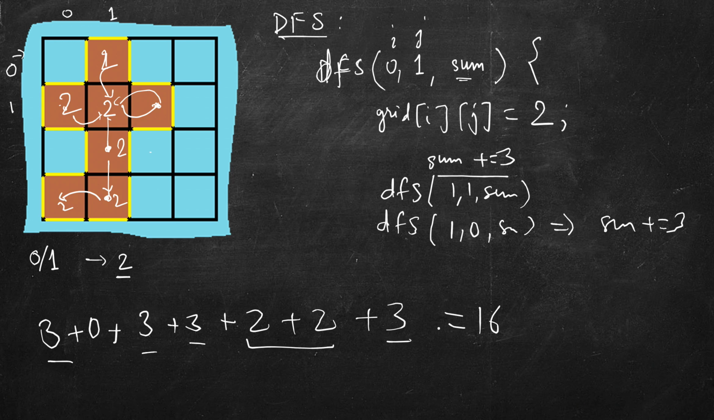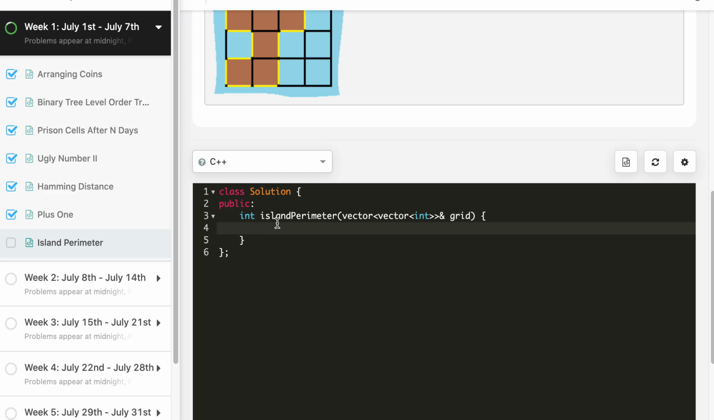And here you don't need to worry about edge cases, that is an empty grid or so. They have given that there is exactly one piece of land. So that means the grid is not empty. So first let's write the iterative solution. Let's save the row and column into a variable. We will need it multiple times.